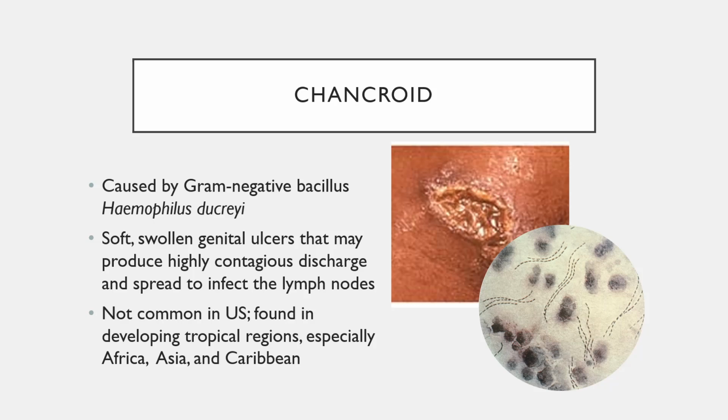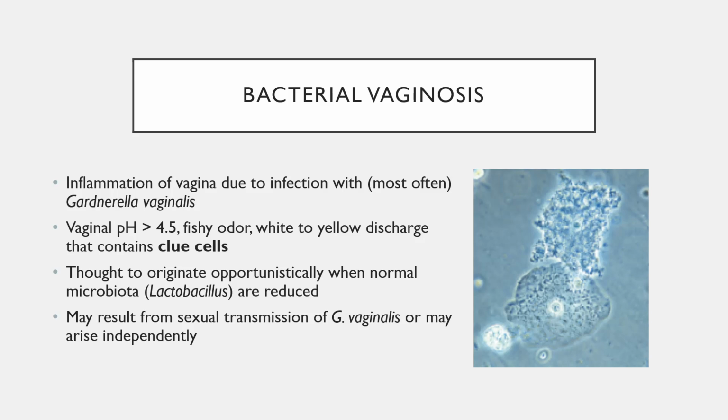And our final bacterial disease is bacterial vaginosis. This disease causes inflammation of the vagina due to infection with possibly a variety of different pathogens, but most often it's caused by Gardnerella vaginalis. The result of this disease is that a vaginal pH of over 4.5 is indicated, accompanied by a fishy odor, white to yellow discharge that specifically contains clue cells.